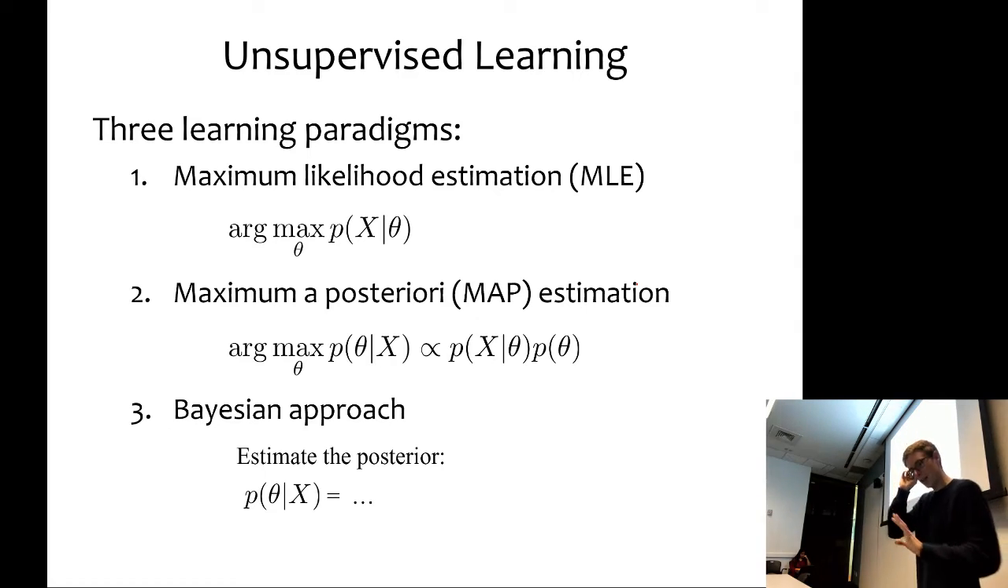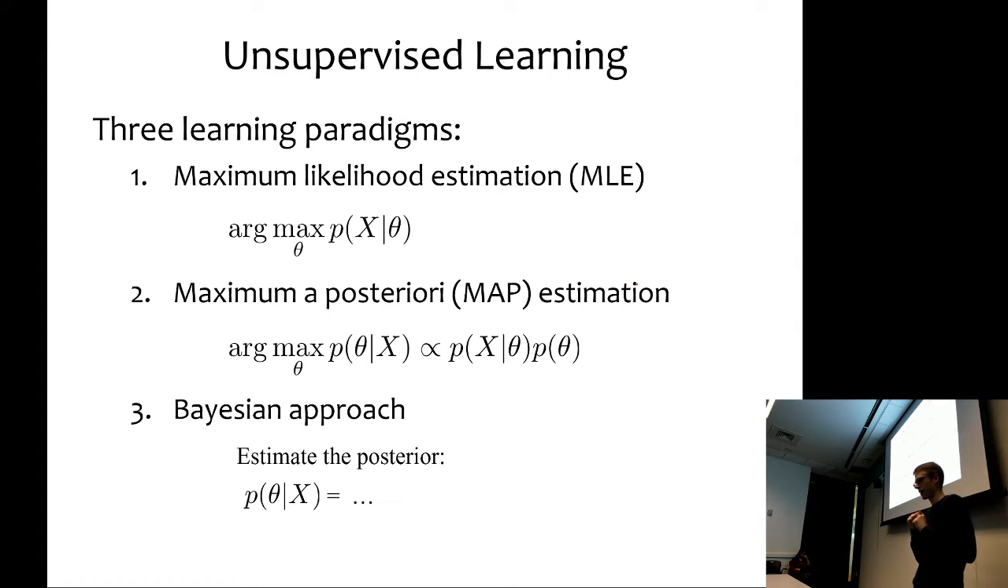Okay, so now let's move to the realistic scenario. The realistic scenario is that you only observe x. You don't know what z is. So maximum likelihood estimation is finding the theta that maximizes the probability of x given theta. MAP estimation is maximizing p of theta given x, which is proportional to p of x given theta times p of theta. And the Bayesian approach is to estimate this posterior, p of theta given x.